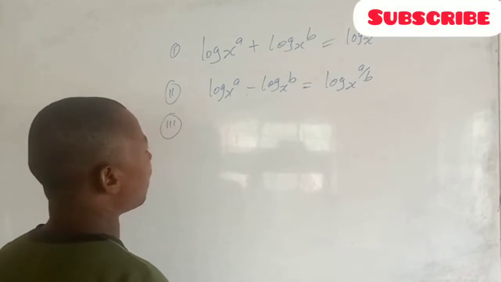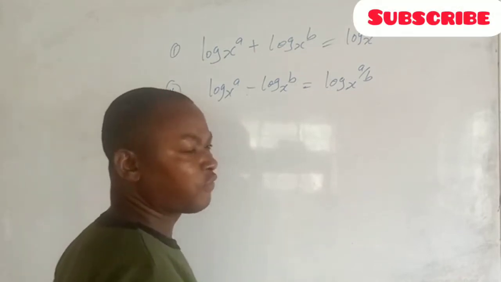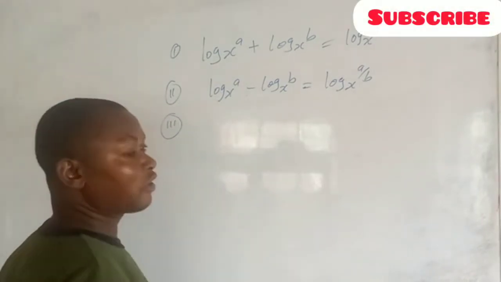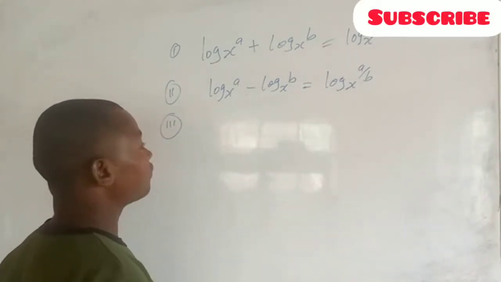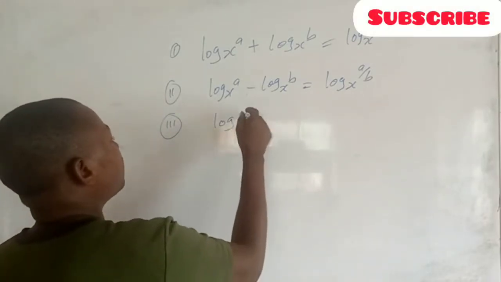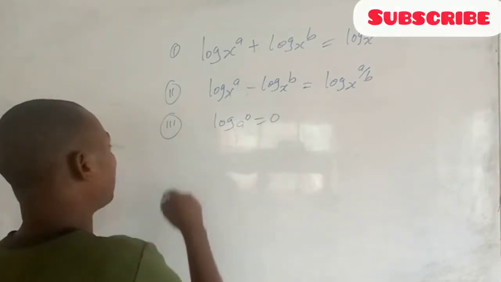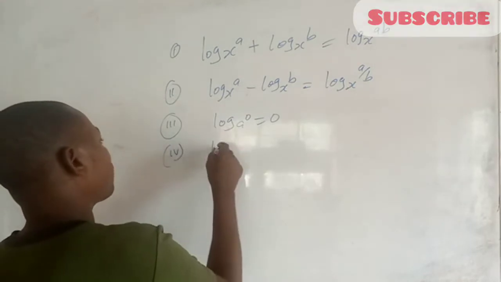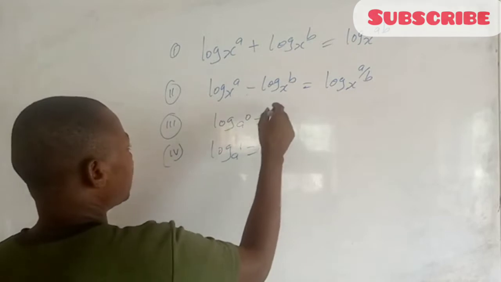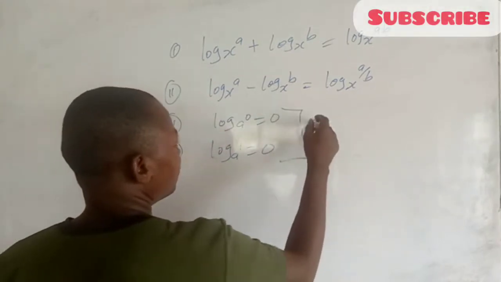We also have the third one. Logarithm of anything raised to power 0 gives us 0. Log to power of 0 equals 0. Also, log to power of 1 gives us 0. We call them special logarithm.